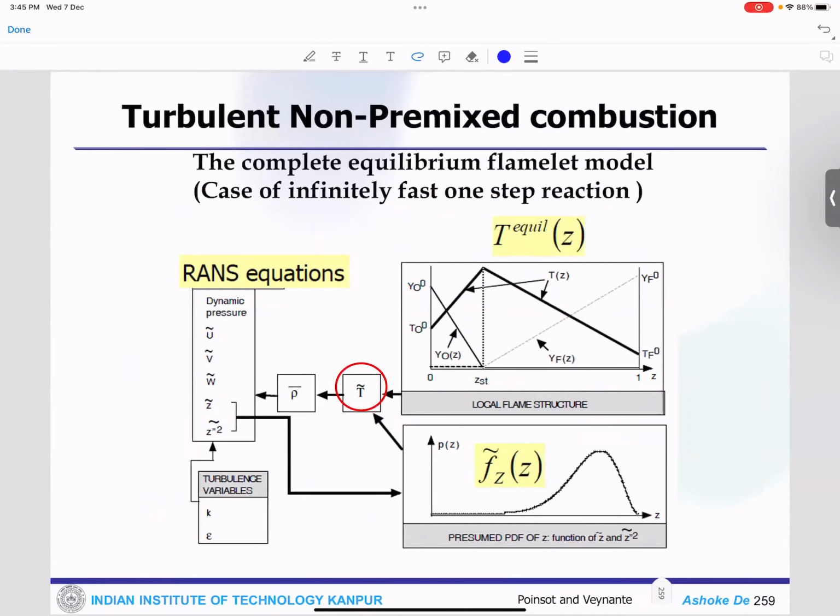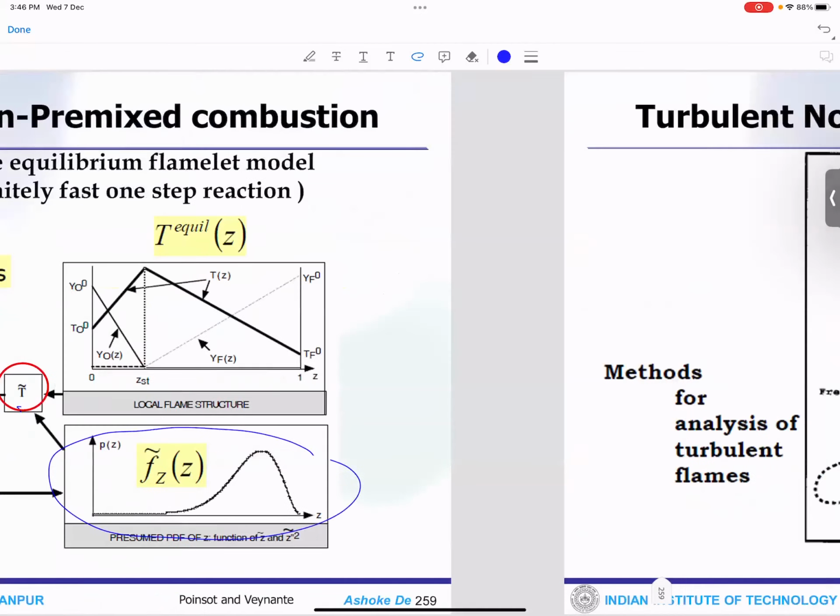Now if you look into the situation of how we are actually solving the whole business, here I am solving my RANS equation, I have my turbulence equation. From here I send the information of Z and Z variance. I have this PDF, and I have this equilibrium calculation, so I get the temperature and density back to the RANS equation. So there is a connectivity between my equilibrium flame structure and the actual calculation. This is through the density. That is the connection between them.